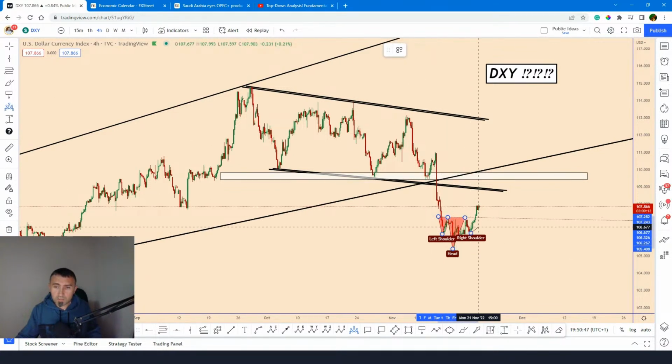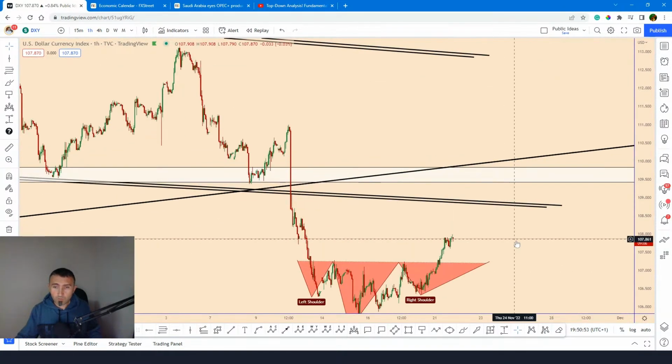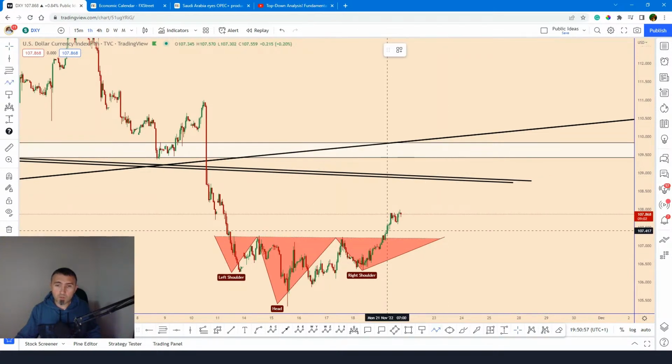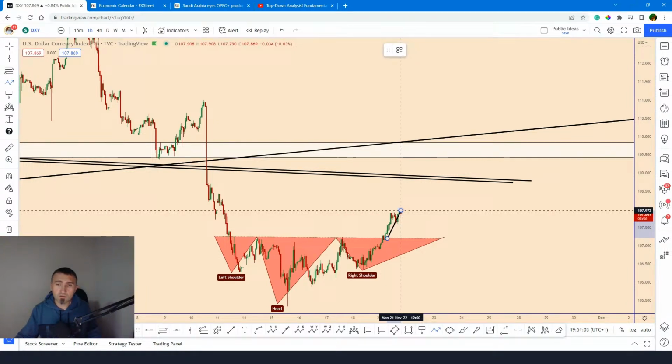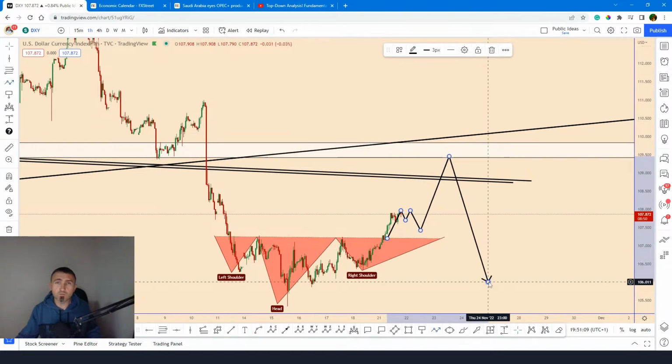However, I'm not expecting the price to crash immediately right now. We have to wait and see how the price will develop, because for the moment we can see that the price just bounced from the structure of the inverse head and shoulder pattern. It can develop, it can test the structure, and probably after that we may see the bearish move to come.